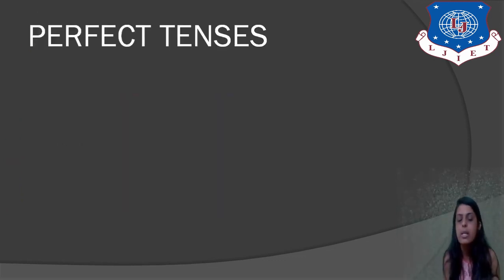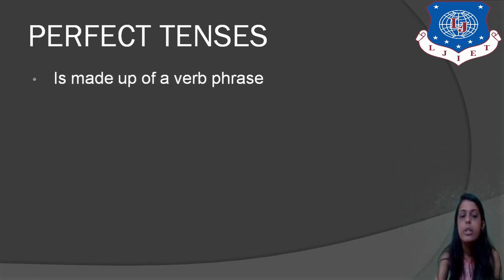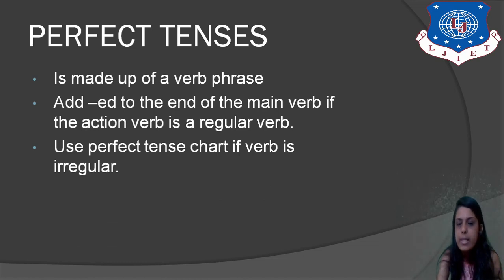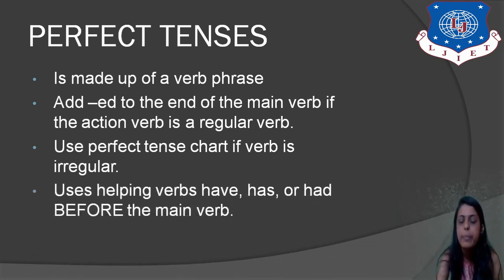Now we are going to discuss perfect tenses. Perfect tense is made up of a verb phrase. Add -ed to the end of the main verb if the action verb is a regular verb. There are two types of verb, regular and irregular. Whenever there is a regular verb, you add -ed to the verb, and whenever there is an irregular verb, you have to look at the chart. Use the perfect tense chart if the verb is irregular.